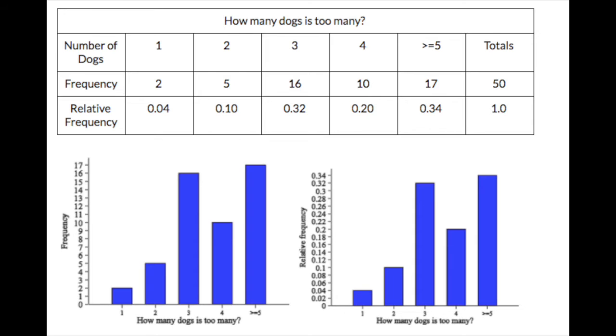A random sample of 50 subjects were asked how many dogs they thought were too many. The data is provided. In order to calculate the relative frequencies, take the frequency of one category and divide it by the total. Therefore, the relative frequency of the people who said one dog was too many is 2 divided by 50, or 0.04.